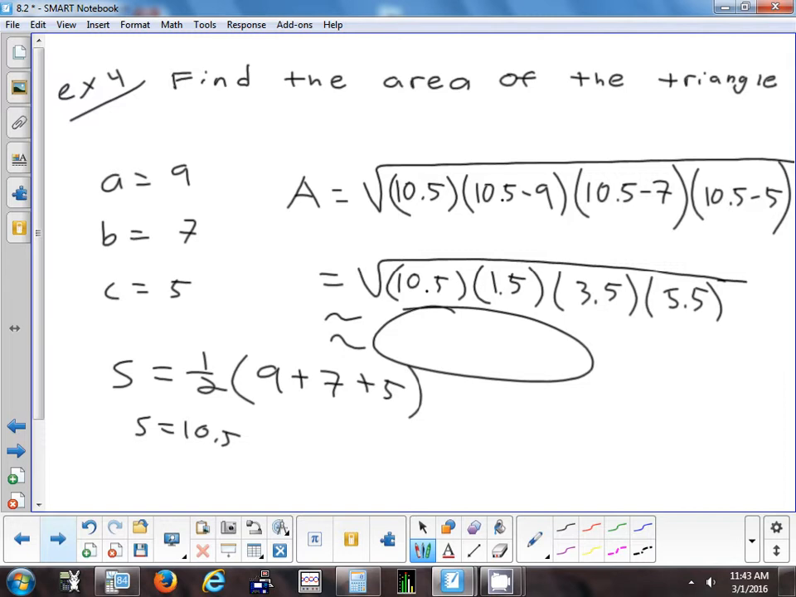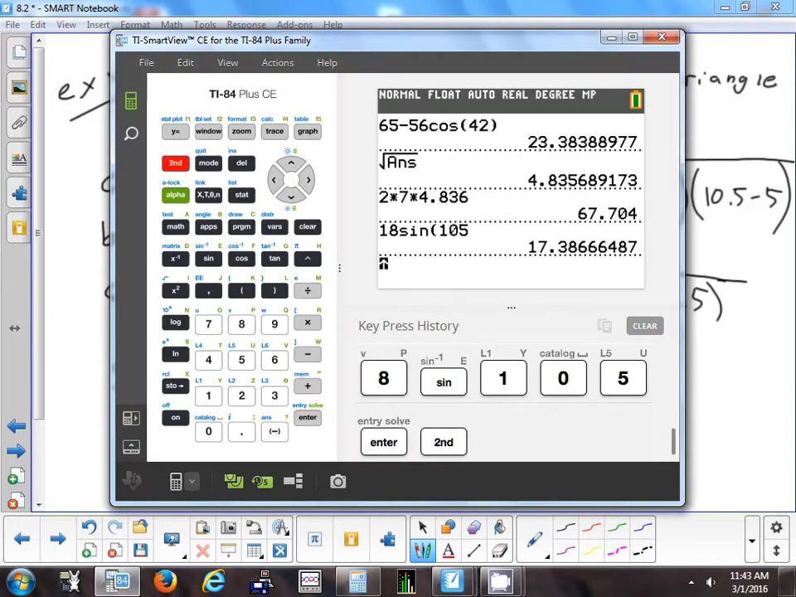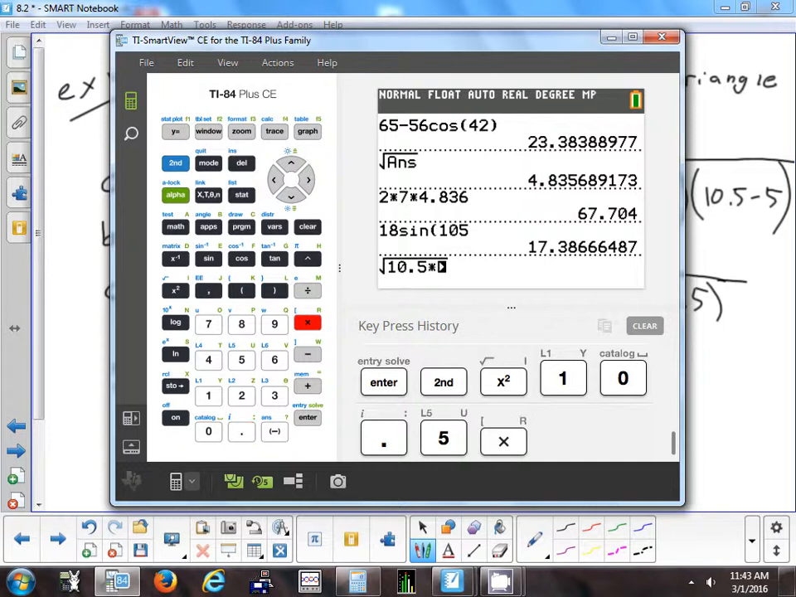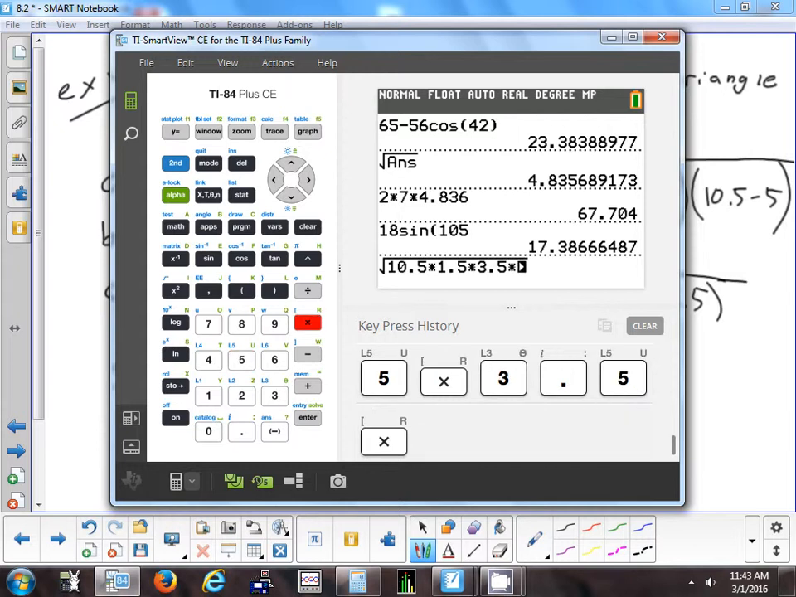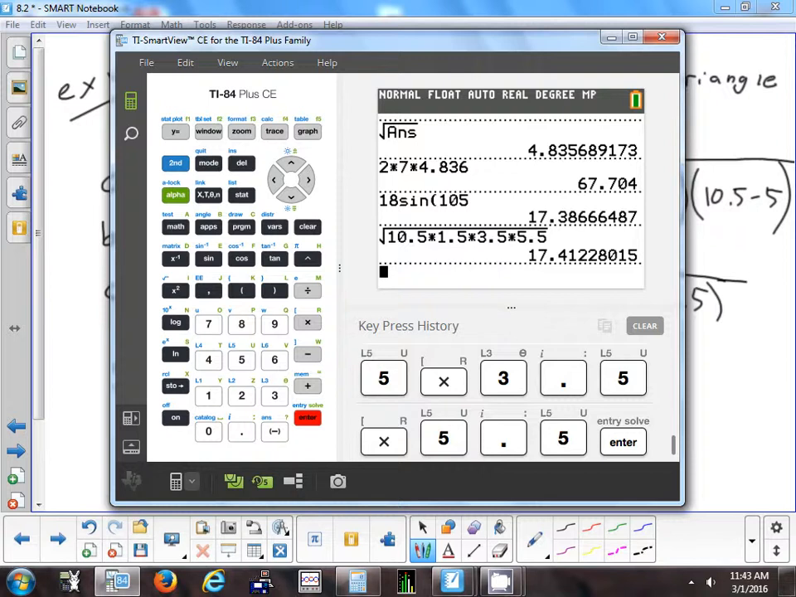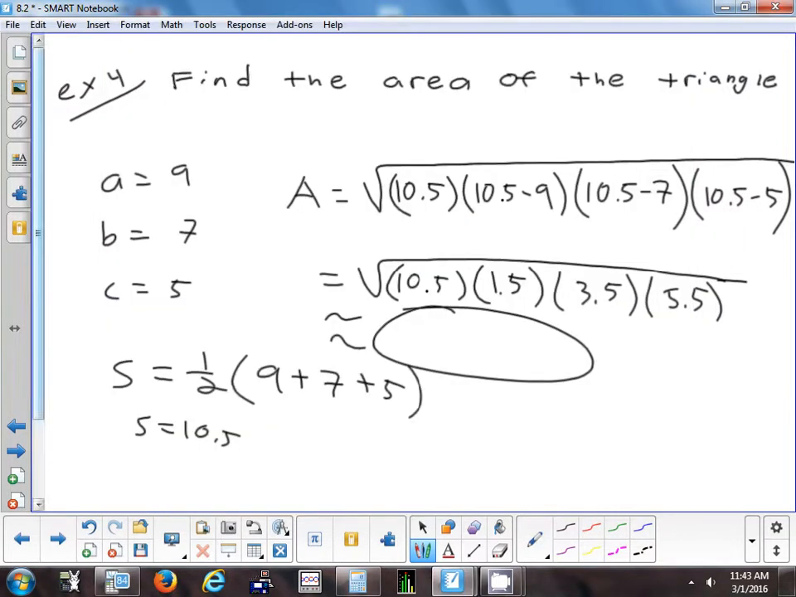we need to just type that in. So we get the square root of 10.5, what were the other numbers? 1.5, 3.5, 5.5. So we get about 17.412. Anybody else get that?